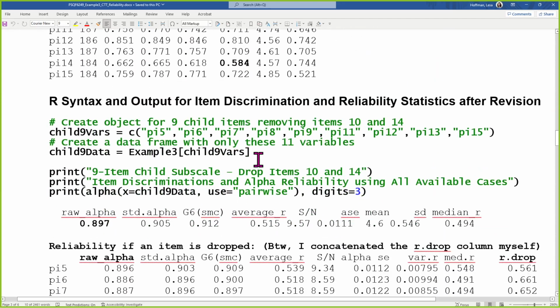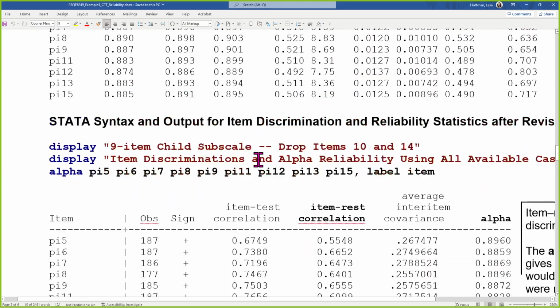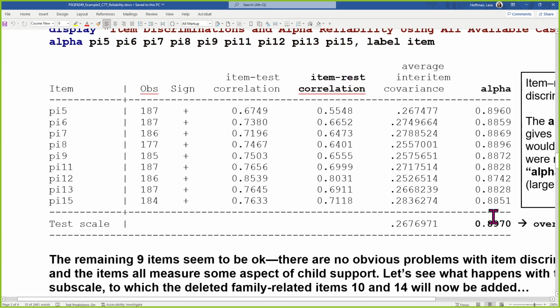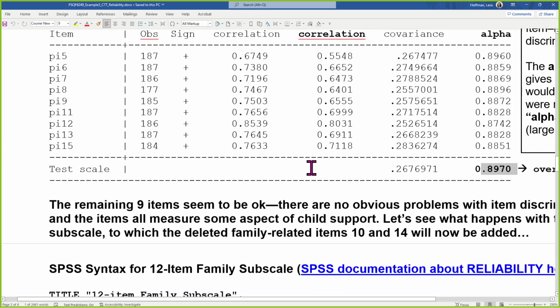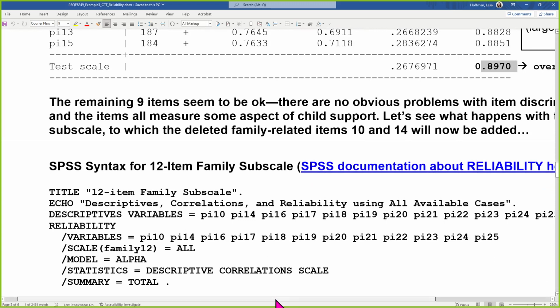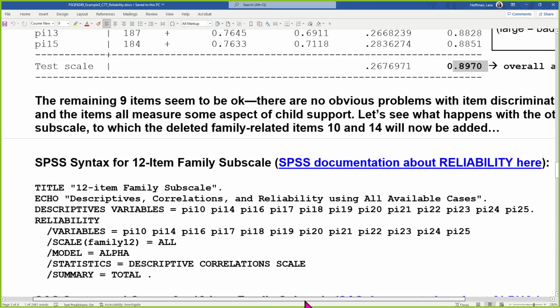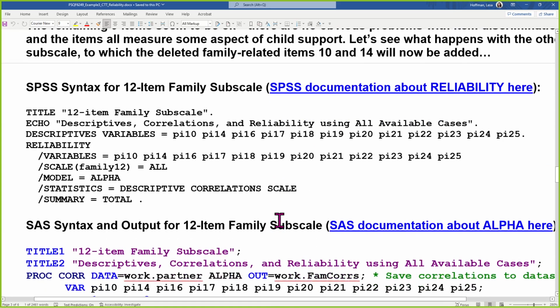So the 9 then ended up being okay. Here's the corresponding Stata code: item-rest correlation, alpha if deleted, about the same answer for reliability, 0.9. So that's the end of that scale. Let's look at the other one. I'm using SPSS and SAS for this one, just to show how one would do it in all the programs that people might use.